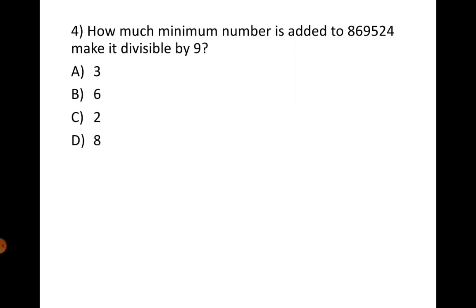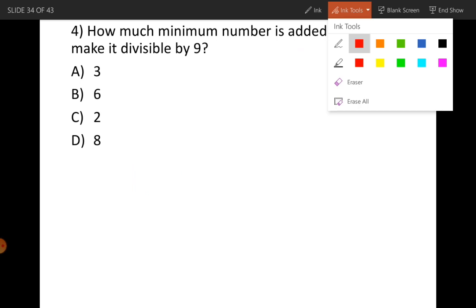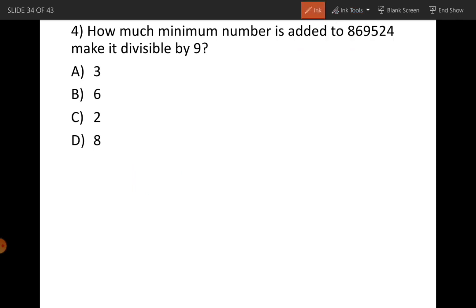Next question. How much minimum number must be added to 869,524 so that it becomes divisible by 9? Here we have to apply the rule of 9. The rule of divisibility for 9 is that we add all the digits and see whether the sum is divisible by 9. We'll check that first.